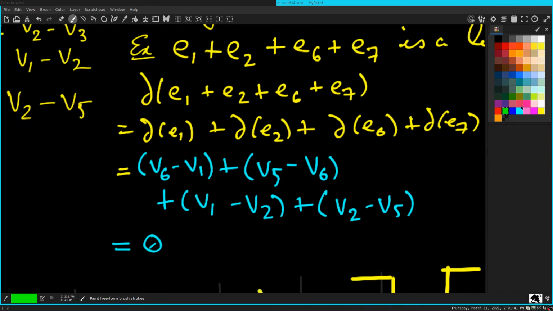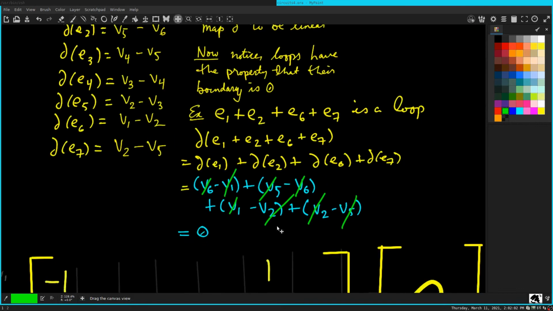I'm going to cancel these out. Well, this V6 cancels with that V6, so plus V6 minus V6. Minus V1 cancels with plus V1. Plus V5 cancels with minus V5. Minus V2 cancels with plus V2, and we get 0 at the end of this.